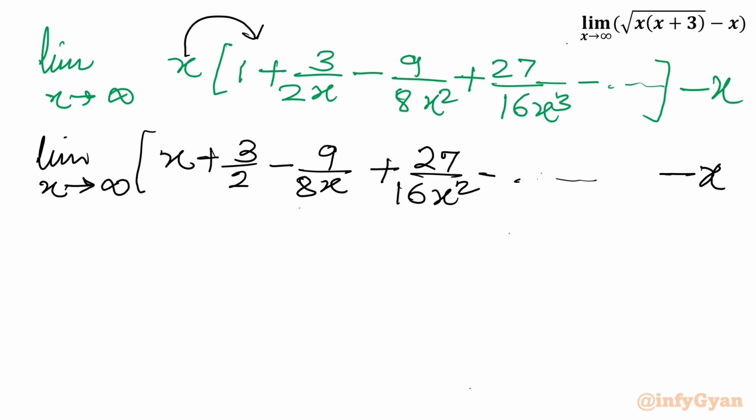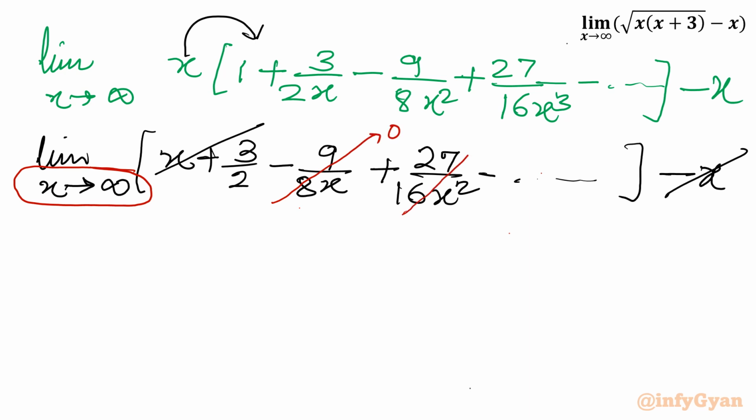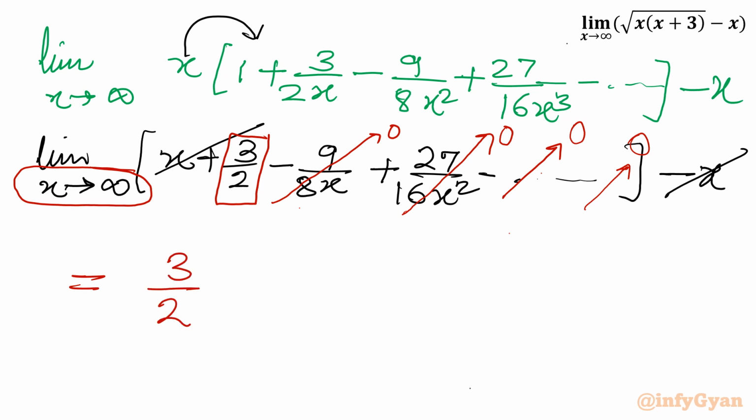Now you can see, if I cancel this x and minus x, and x tending to infinity, then 1 over x will tend to 0. Same logic I will apply here. So this value will tend to 0. Again, the denominator is having x square term, 0, next term 0, and so on. Every term after that will have magnitude value 0. So what is left? It is only 3 by 2. So our final answer of this limit is 3 over 2 using the binomial expansion method.